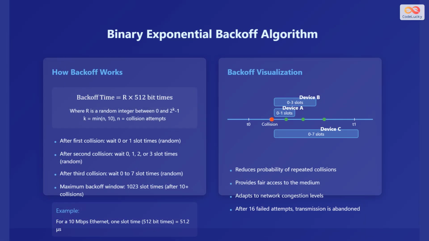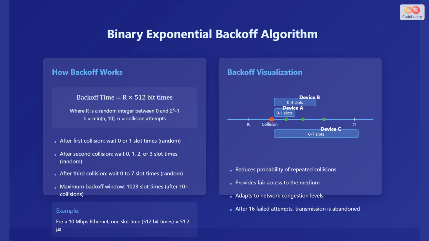Next, we will explore the binary exponential backoff algorithm. The backoff time is calculated using the formula backoff time equals R times 512-bit times, where R is a random integer between 0 and 2 to the power of k minus 1. In this equation, k is the minimum of n and 10, where n equals collision attempts.